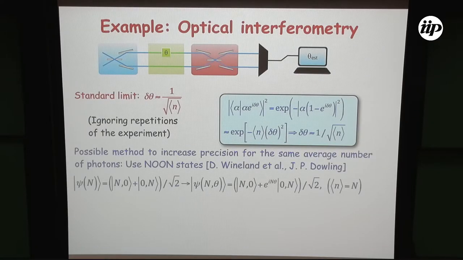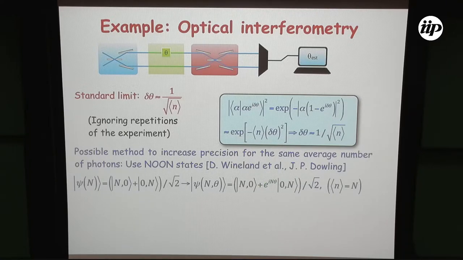Well, you can. You can, for instance, use the so-called NOON states that were introduced in atomic physics by David Wineland and after that in photons by Jonathan Dowling. So the state is a state like that. It has n photons in the upper branch or in the lower branch. And in fact, this state is a coherent superposition of the two possibilities. And now you see that if you have a phase shift in the upper branch, this state becomes this state here. And you see that there is this factor n that comes in together with theta.